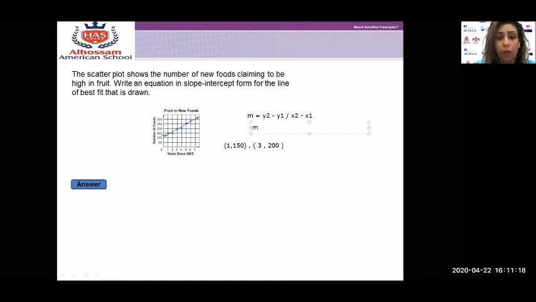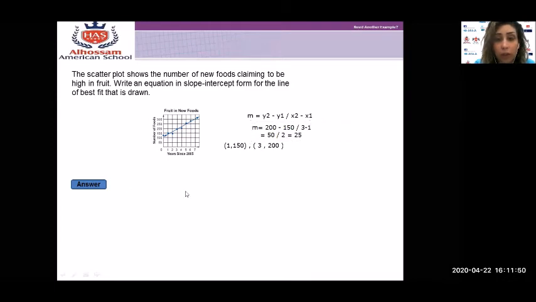m equals y2, which is 200, minus 150, divided by 3 minus 1. So here it's 200 minus 150, which is 50, divided by 2, equals 25. So here the slope is 25. Let's check our answer.